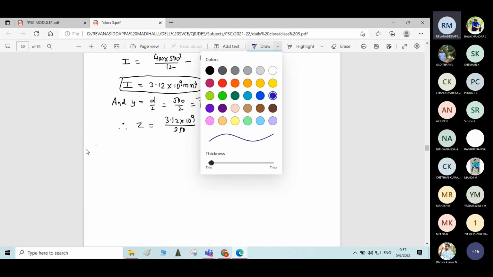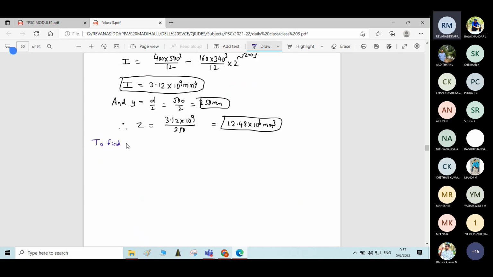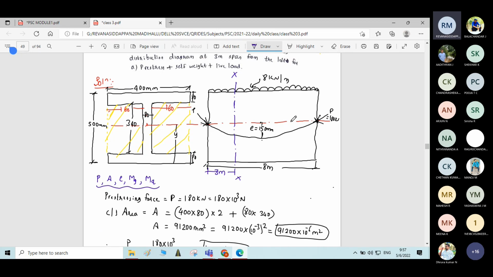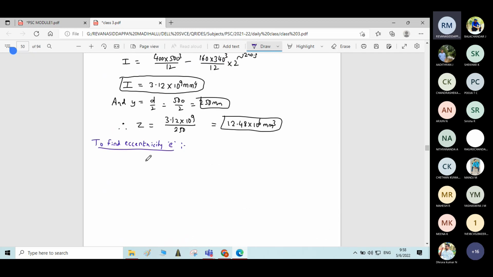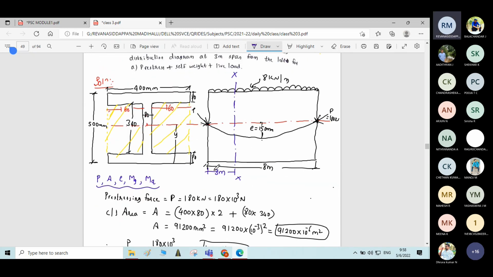Write the side line to find eccentricity e. See what eccentricity you are going to take here, students. This is a very important step. He says that the cable is having a parabolic profile having 150 mm eccentricity at the center and 0 at the support. Now the question is which eccentricity you are going to take. You need to take the eccentricity where the stresses are to be calculated. Here our interest is to calculate stresses at 3 meter from the left support. Therefore, you need to substitute the corresponding eccentricity at that point only. Don't substitute 150 mm. It goes wrong.